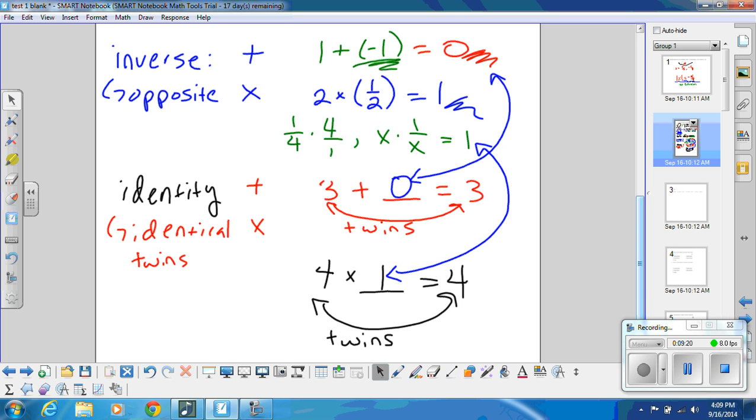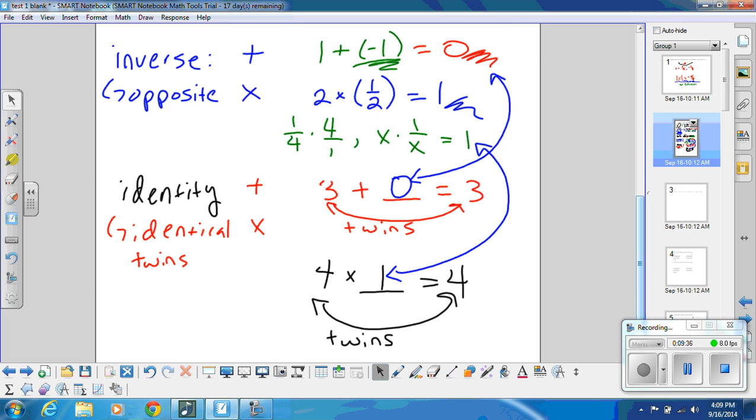So these two properties kind of play off of each other. They're kind of related in the fact that if you can remember one, you can remember the other one. Just remember inverse is opposite, and with identity, you're looking for the twins, okay? It's going to have to give you the same number. All right, so just use that to help you figure these out.